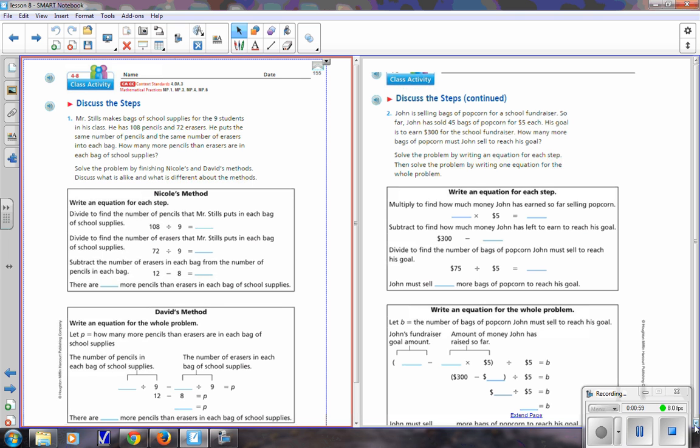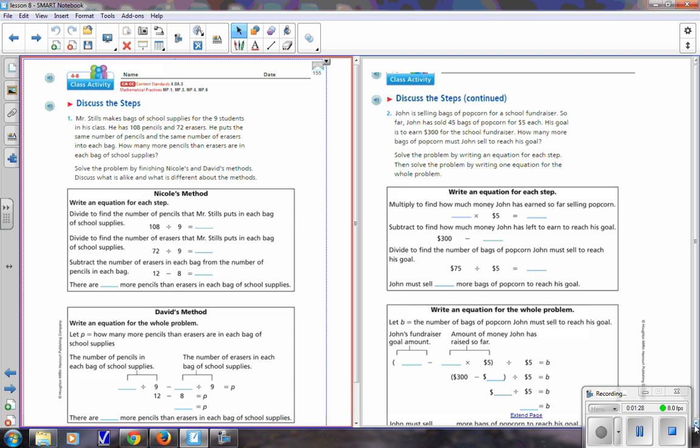Mr. Stills makes bags of school supplies for the 9 students in his class. He has 108 pencils and 72 erasers. He puts the same number of pencils and the same number of erasers into each bag. How many more pencils than erasers are in each bag of school supplies? Well, let's look at how Nicole attacked this problem.